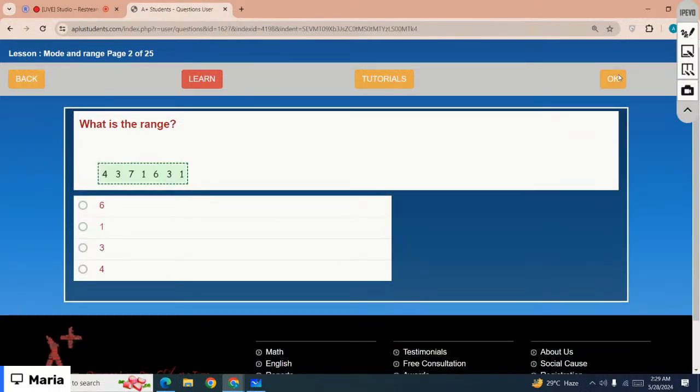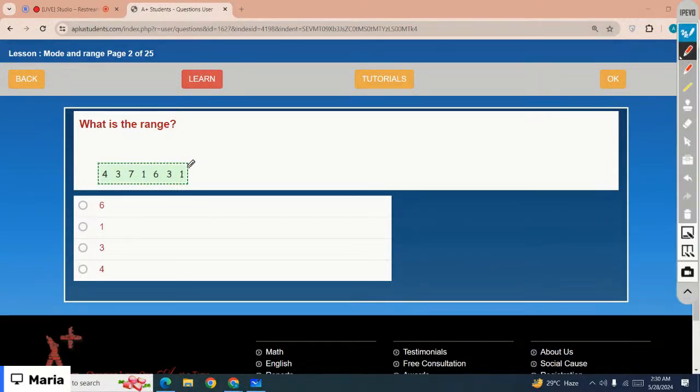What is the range? Which is the correct option? Okay, now let's understand what the range is. The range is the difference between the greatest value in the given data and the smallest value in the given data. The smallest value is 1 and the greatest value is 7. That means the range is 7 minus 1, which equals 6. So the correct option is 6.